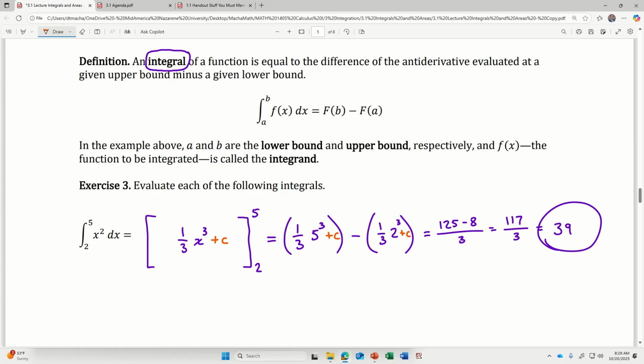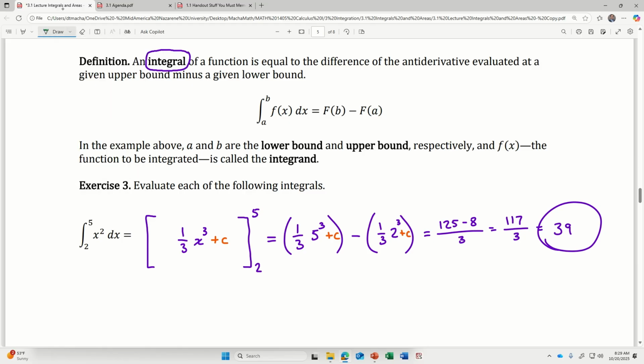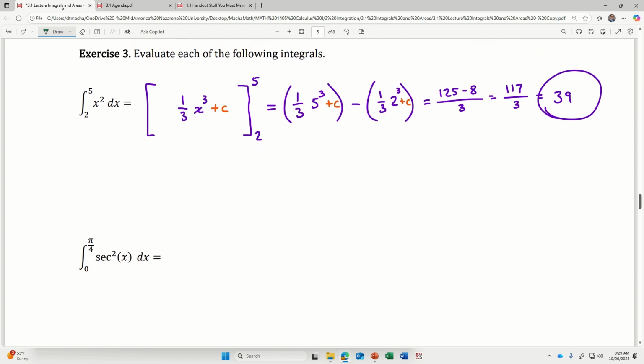The reason why, when I evaluate an integral, I don't have to remember the plus C is because they're going to cancel each other out. Every time I do an integral, the plus C from the upper bound is going to subtract away the plus C from the lower bound, and they're going to cancel each other out, and you just don't have that at the end. Yeah, that's a great question. I'm glad you asked. But yeah, when we do antiderivatives, we have to write plus C. When we do integrals, well, you don't have to. You can forget about it because it will cancel out.